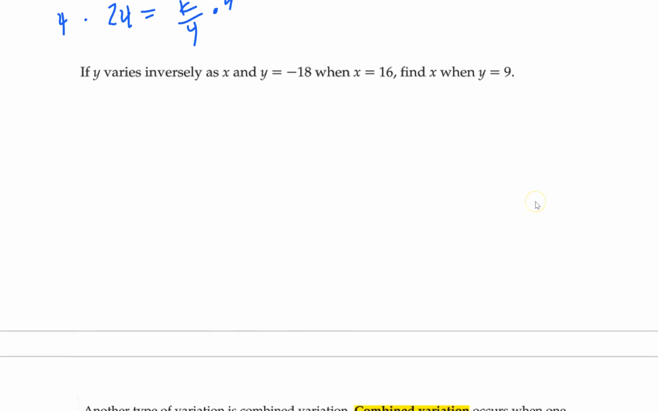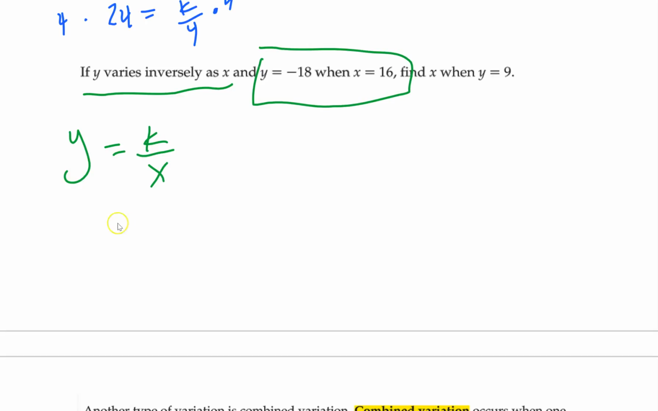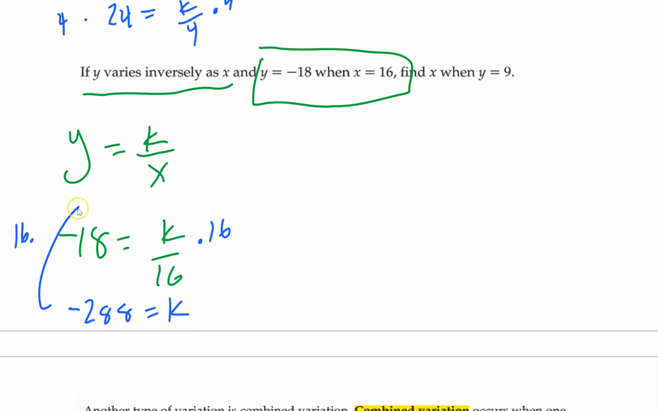So let's do another one real quickly. y varies inversely as x. So you can set up, okay, y varies, so y equals k. Inversely means put it on the bottom. There's my equation. And then they tell me when y is negative 18, x is 16. So plug that in. So negative 18 equals k over 16. We solve for k by multiplying both sides by the denominator, and we get negative 288. So as always, plug it in. Our equation is now negative 288 over x. That's my equation.